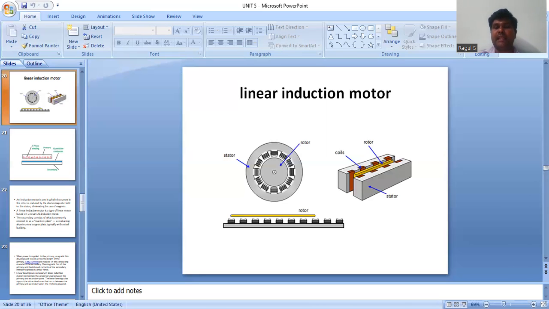But linear induction motors are asynchronous, which means the secondary travels at a speed lower than the magnetic field of the primary. The difference in the speed is referred to as slip. Already we know what is meant by slip. Slip is the difference between stator and rotor speed: (Ns minus Nr) divided by Ns, always indicated as a percentage, so multiplied by 100. Okay, thank you.